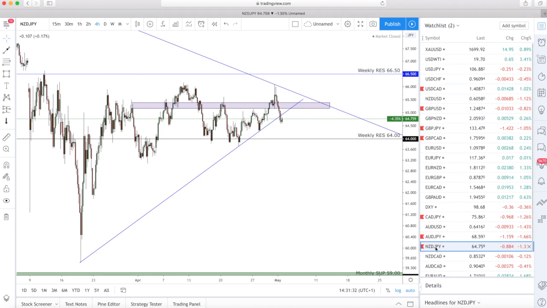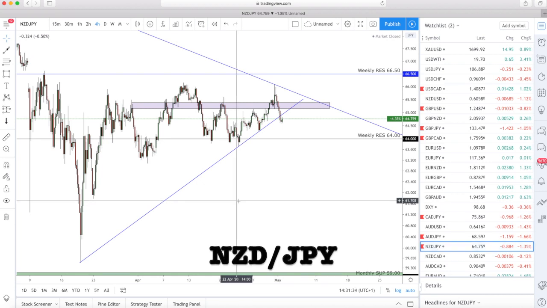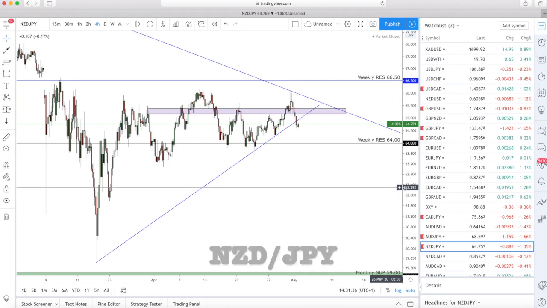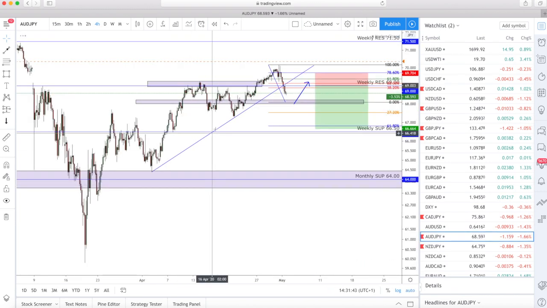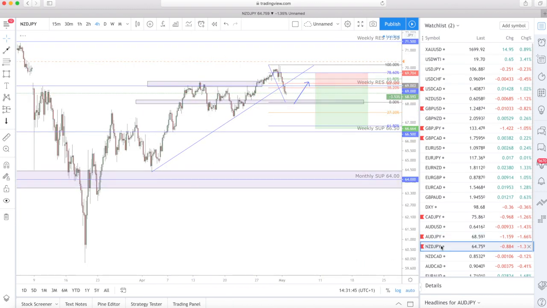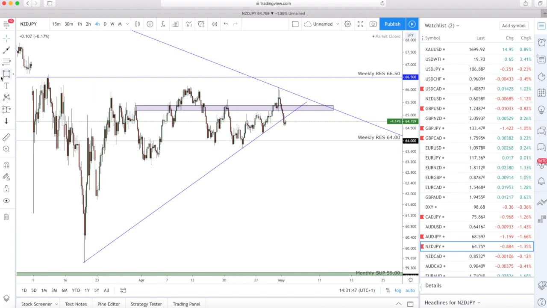Now let's move on to New Zealand dollar, Japanese yen. So it's quite similar. You can see we've broken out this ascending trend line, the same as Aussie yen. You see this is the ascending trend line. So you can see here on the 4-hour chart, we had this left shoulder, this head. So we might potentially come up and make this right shoulder.